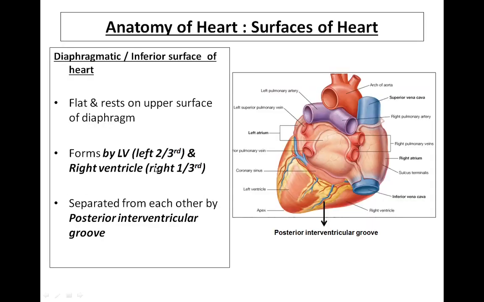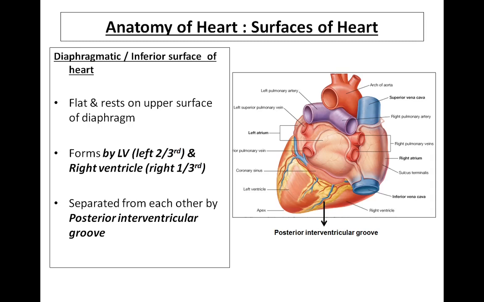Next, our next surface is the diaphragmatic surface or inferior surface. So this is our diaphragmatic surface. See, this part is our diaphragmatic surface or inferior surface. This is our base. The base lies vertically while the inferior surface lies obliquely. Okay, the base is here, the inferior surface is here. So this is our inferior surface.